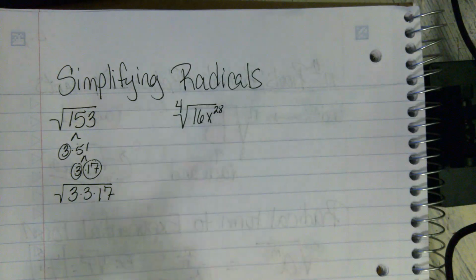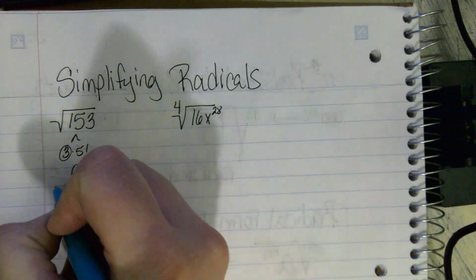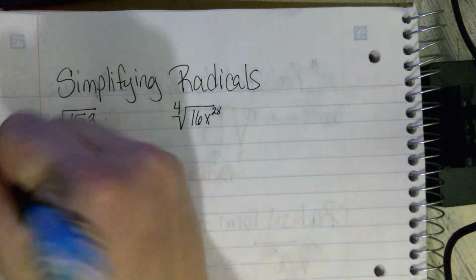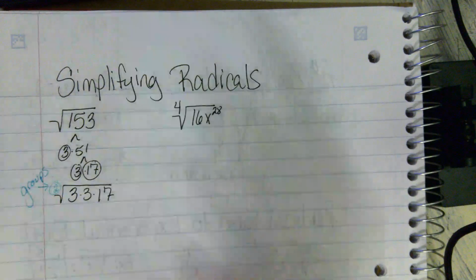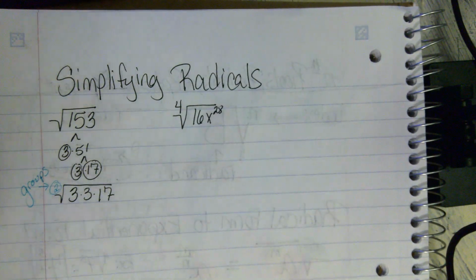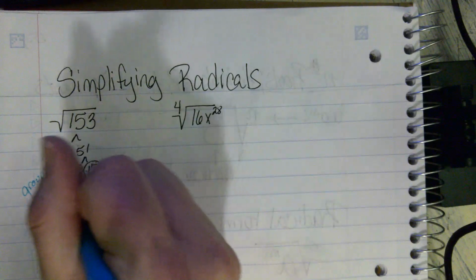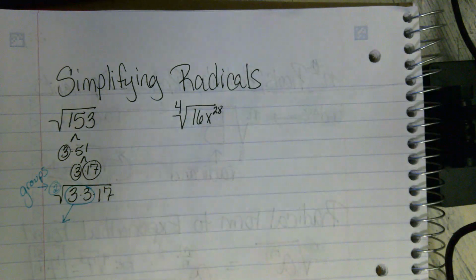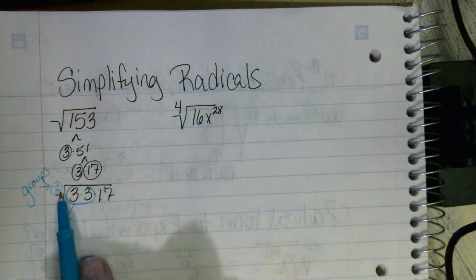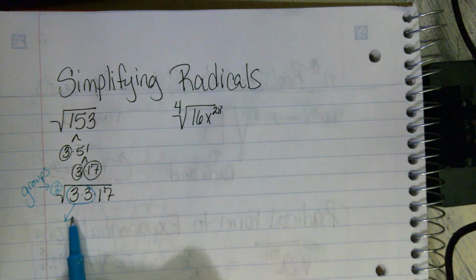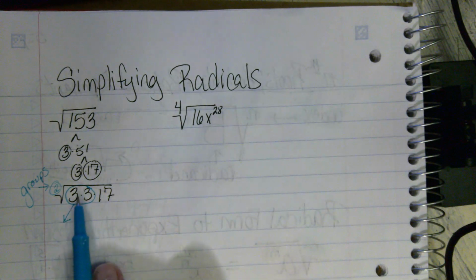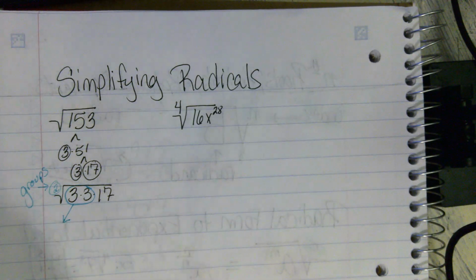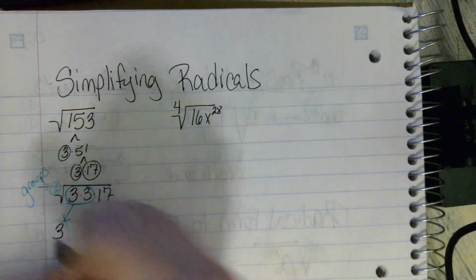Right, if I do not have a number sitting on this little ledge, it is an invisible 2. And this 2 tells me how many groups I am looking for. So if I have anything repeated twice, that gets to leave the radical. It's like its ticket out of jail. If it's repeated twice, like the index, it gets to leave the radical. Which mathematically means 3 times 3 is 9, and the square root of 9 is 3. So 3 gets to leave.